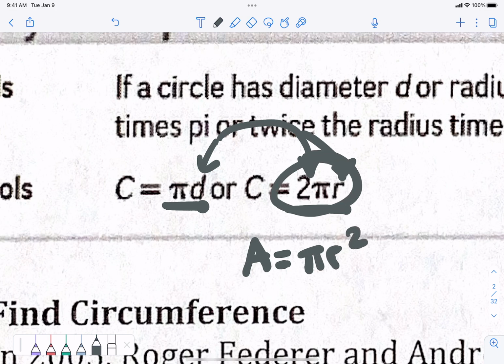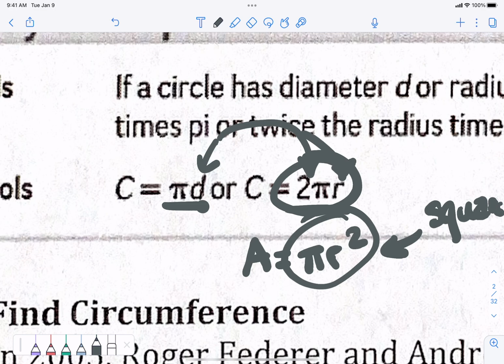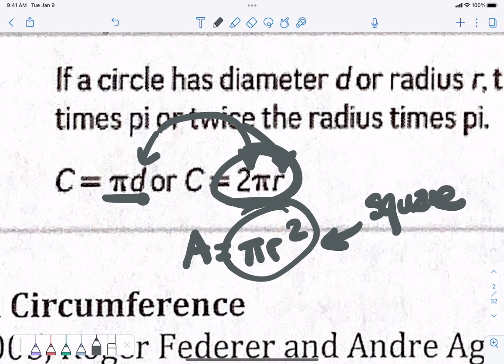Because I have 2 pi r or pi r squared, right? Pi r squared is area. How can we remember that pi r squared is area and not circumference? Area is always square, right? Like square feet or square inches. So if we are squaring something, we don't do that for circumference. We do that only for area.